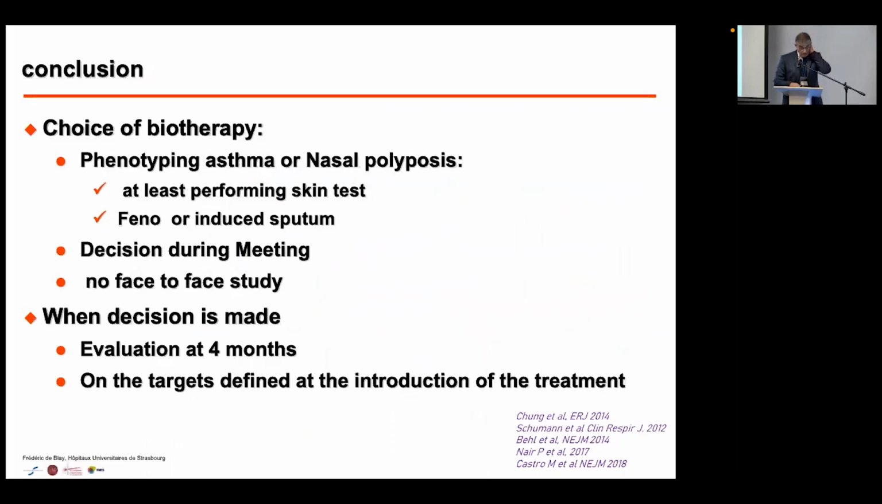So for the choice of biotherapy, you have to phenotype the asthma and nasal polyps, at least perform a skin test, FeNO if you can, or perform induced sputum if you can. For the decision, usually we have a meeting to decide what kind of biotherapy we are going to use. We have a problem because we don't have any face-to-face study. I told you, I have the impression that dupilumab is better, but of course, there is no face-to-face study.